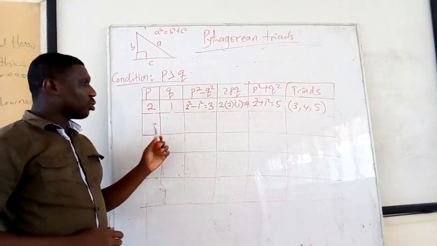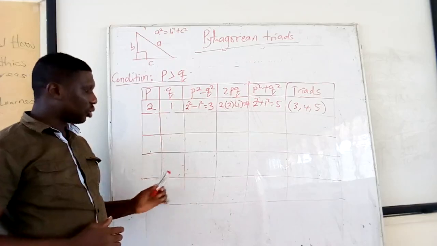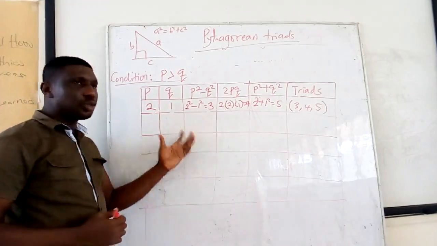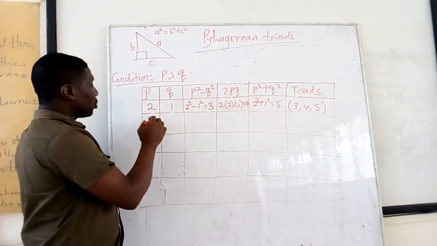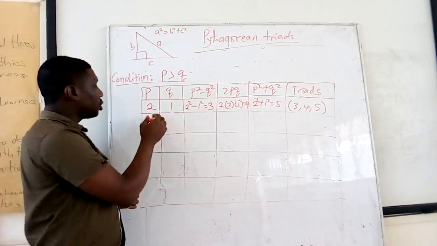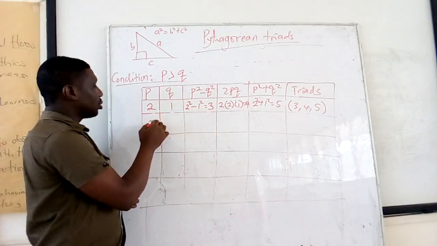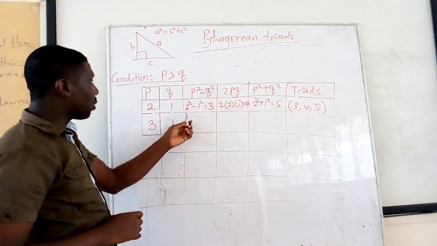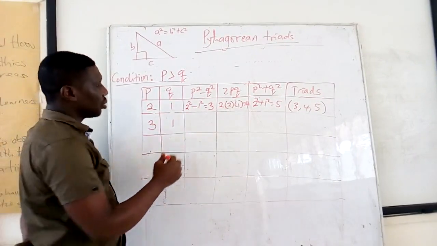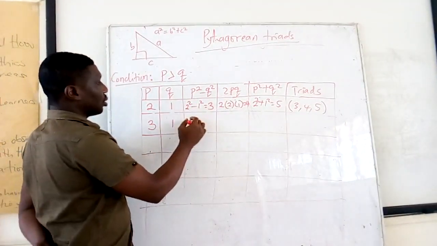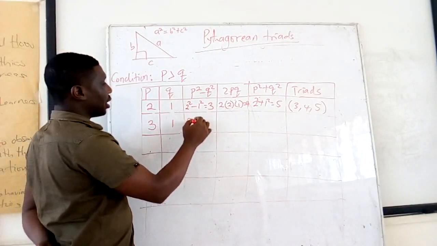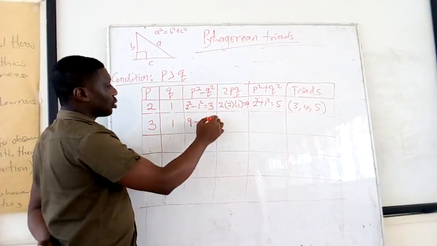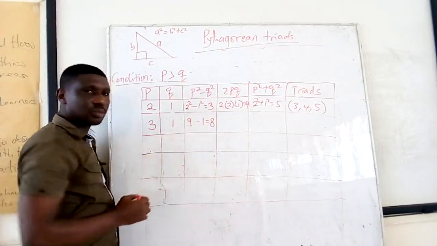So we form Pythagorean triads. I think we'll do 2 more, then you can do the rest. So pick any two natural numbers. Maybe this time round I'll choose 3 and 1. So what will happen here? We have 3 squared, which is 9, minus 1 squared. 1 squared is still 1. So I'm going to get 8.